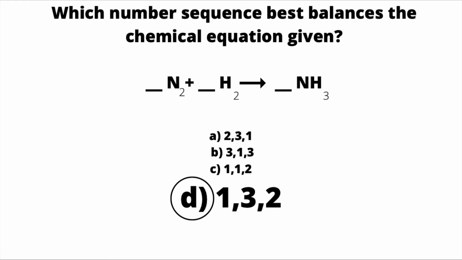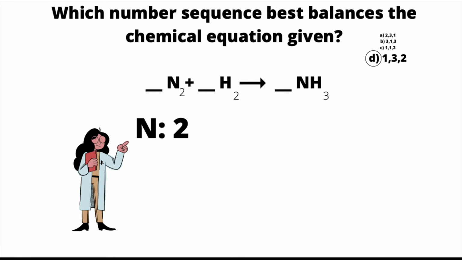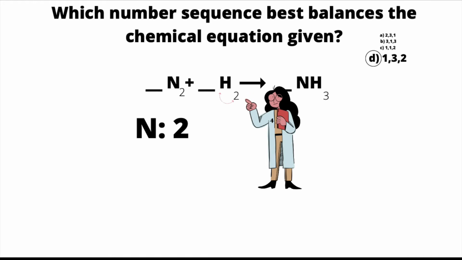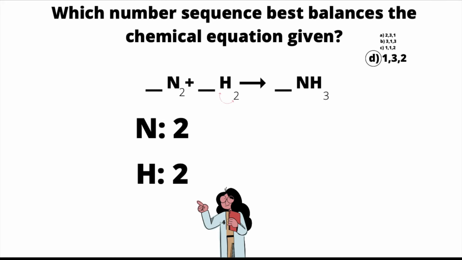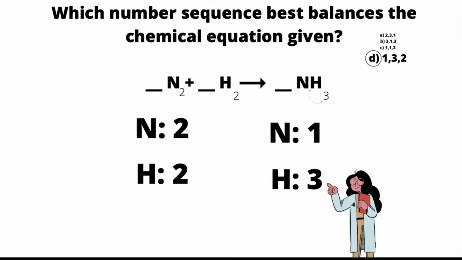Our answer here is D, 1, 3, and 2. Let's first start off by writing the number of atoms of each element. Looking at nitrogen first, this 2 subscript indicates it has 2 atoms. Hydrogen also has a subscript of 2, so hydrogen also has 2 atoms. Looking at NH3, we have a 3 subscript, and we know that this 3 is only referring to the hydrogen that it's attached to. So NH3 has 1 nitrogen and 3 hydrogen atoms.